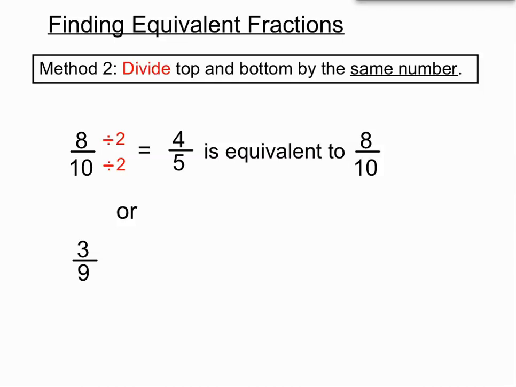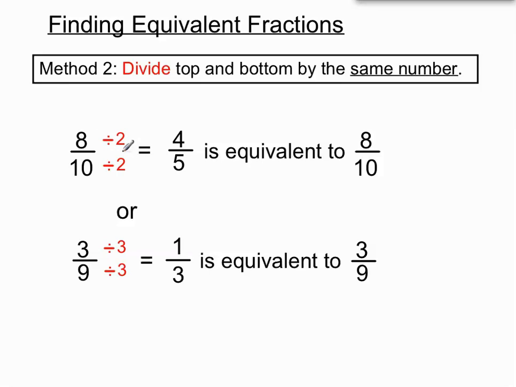A different example now, 3/9. Let's get an equivalent fraction to 3/9. I think you can spot that we might be able to divide top and bottom by 3. 3 divided by 3 on top equals 1. 9 divided by 3 on the bottom equals 3. So 1/3 is equivalent to 3 over 9. Dividing the top and bottom by the same number and getting a smaller, simpler, equivalent fraction is something we'll have a look at in the next video. Overall, it's called simplifying.